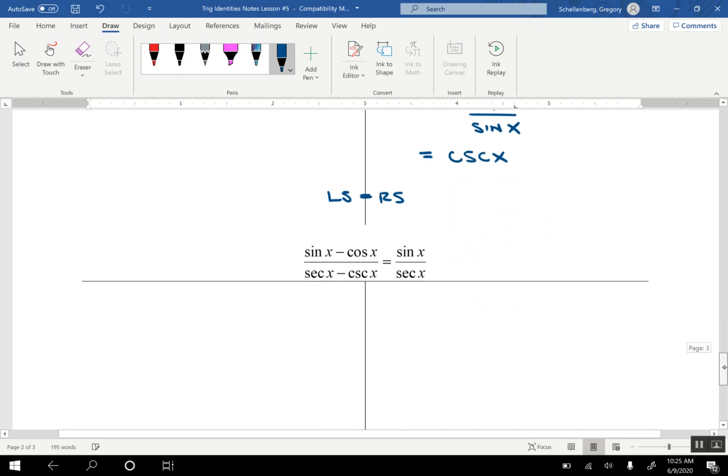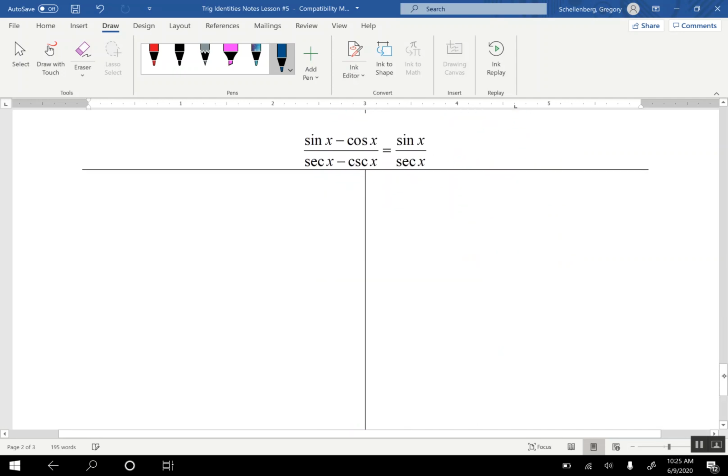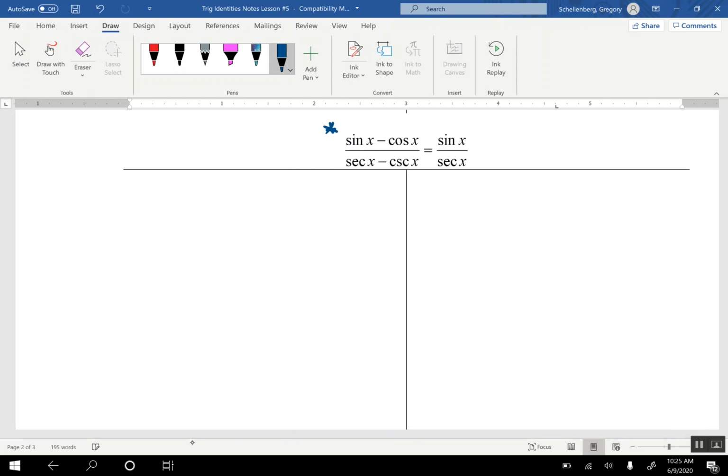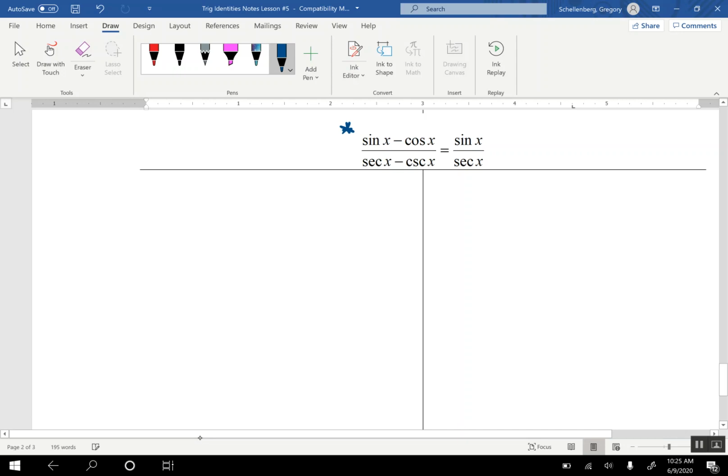Alrighty, and the last one, more complicated looking side, is the left-hand side. So we've got sine x minus cos x over secant x minus cosecant x. So again, we will rewrite everything in terms of sines and cosines. So we've got, I'm going to leave some space purposely on the right-hand side here. We've got sine x minus cos x divided by, now secant is 1 over cos x, and cosecant is 1 over sine x.